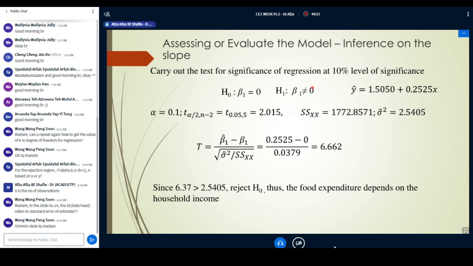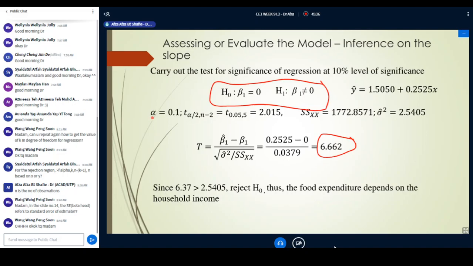So again, this will be my hypothesis. These are all again mechanical. I just need to read the value from the table. I take alpha at 10%, I just pick 10%. I have it here, 2.015 from the table, and then I get a value of 6.662.